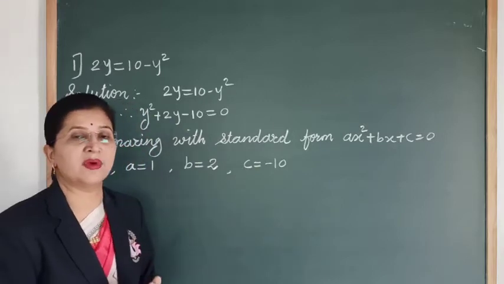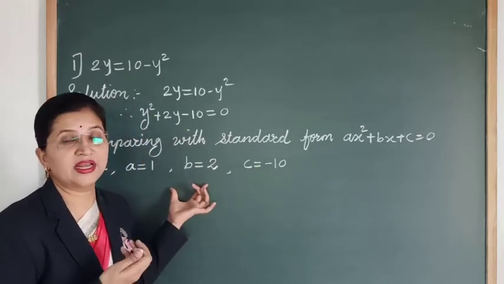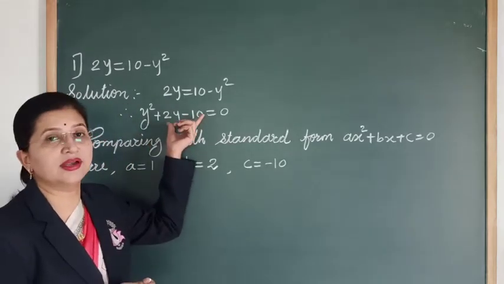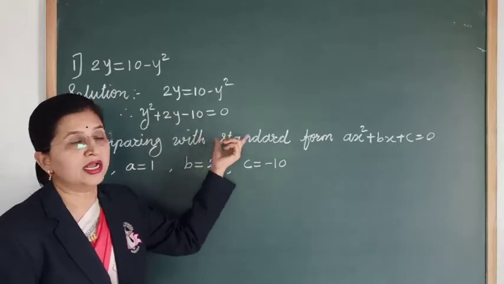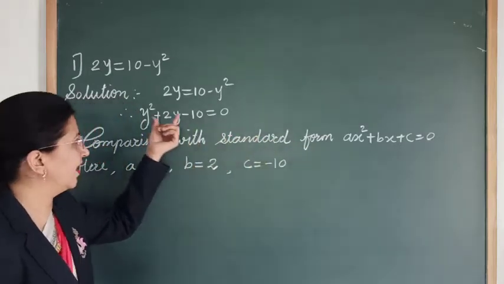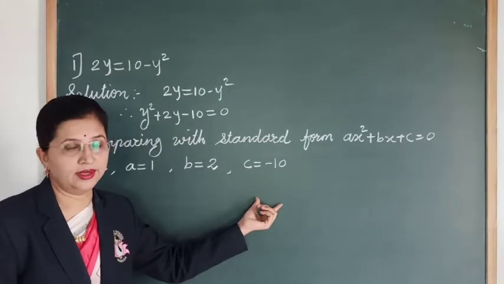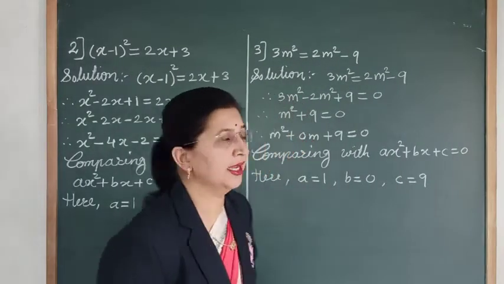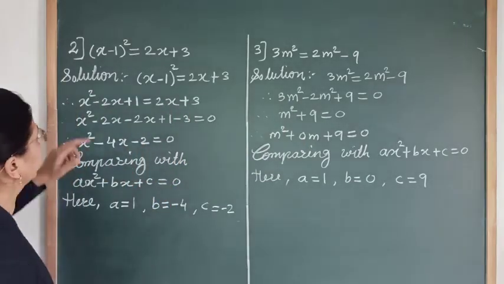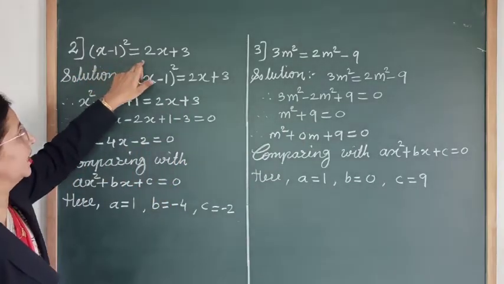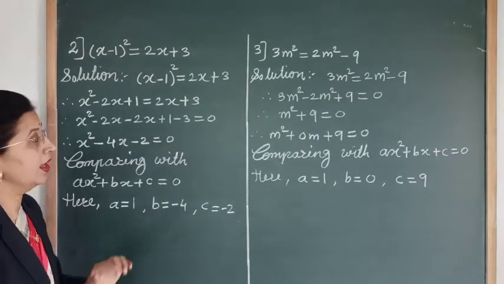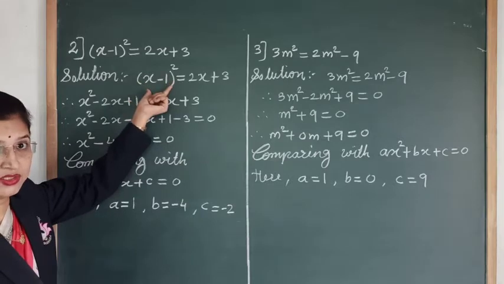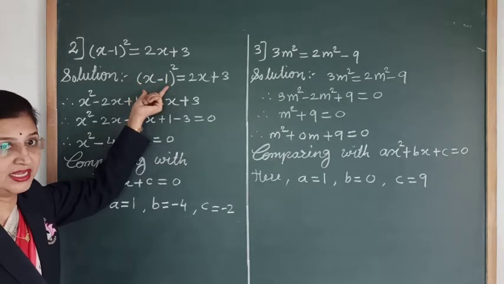So in this way, for 1 mark, we may get such a question where we will be asked to write the values of a, b, c. Okay, so for that, first of all, write the given equation in the standard form, compare it with the standard form, and then write the values of a, b, c. Okay, let's see one more example. Dear students, here we have the next equation. x minus 1 bracket square is equal to 2x plus 3. Now, in this equation, we are given the square of a bracket. So, first of all, we have to expand this bracket.